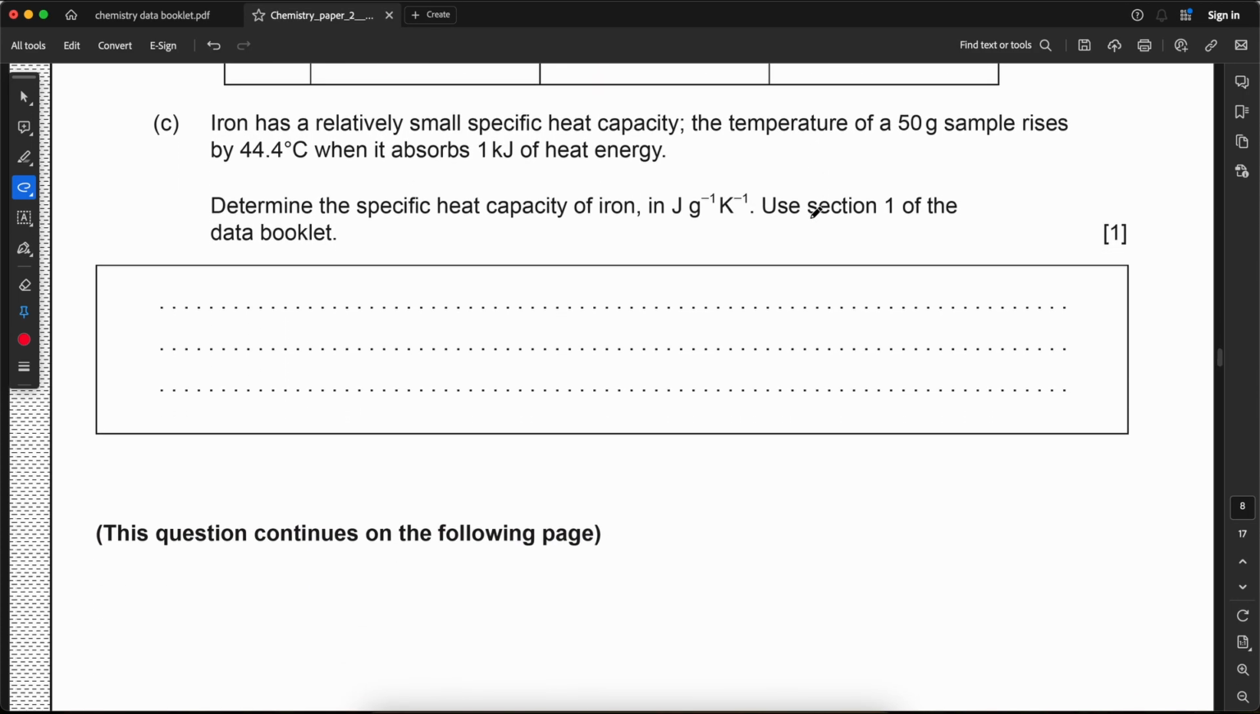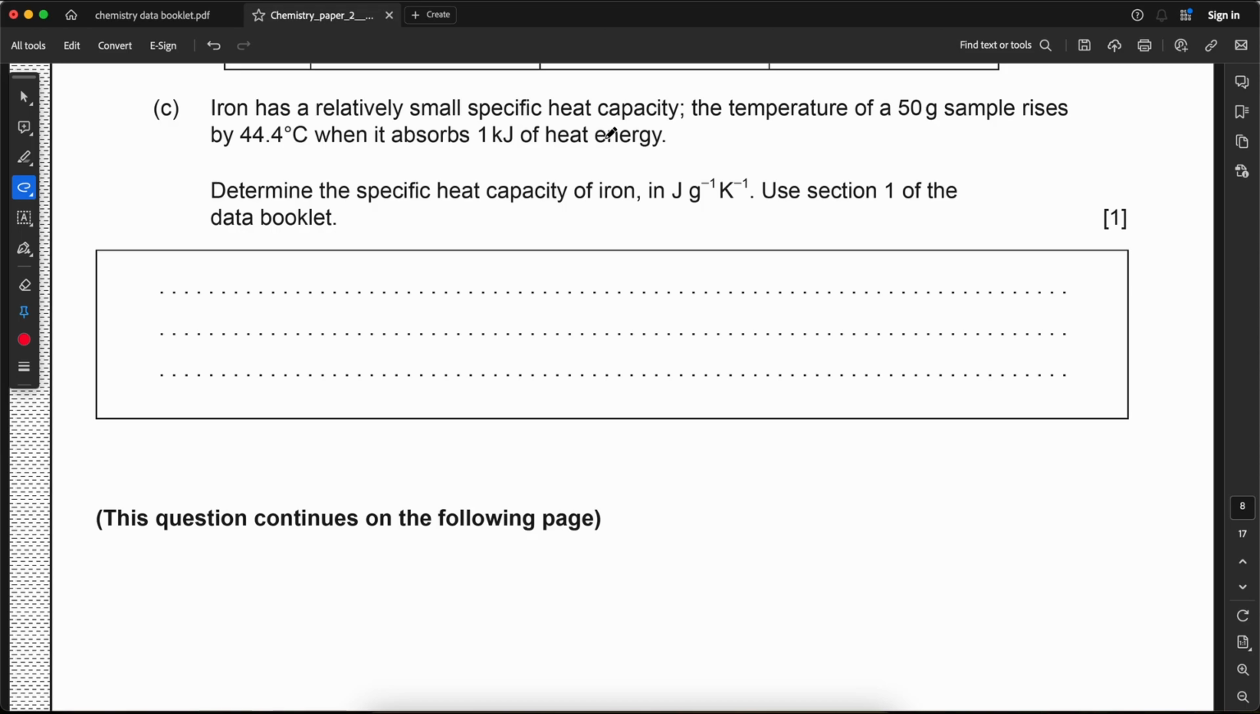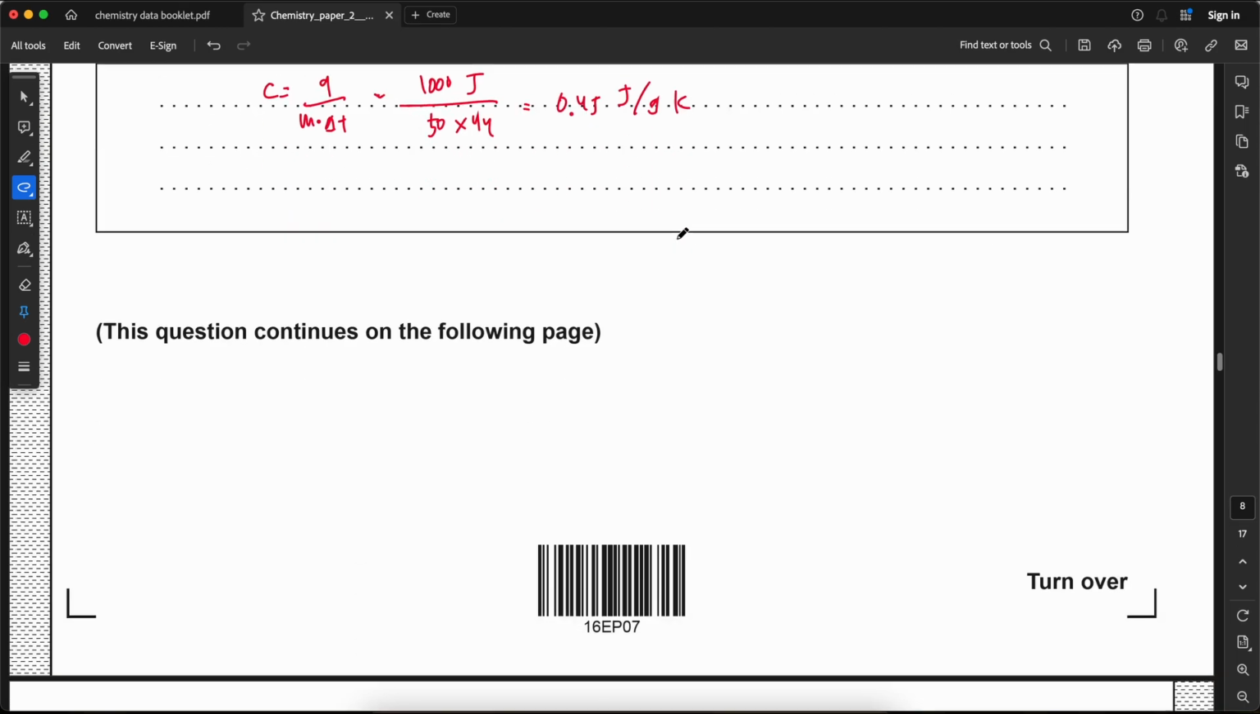Iron has a relatively small specific heat capacity. The temperature of a 50-gram sample rises by 44.4 degrees Celsius when it absorbs 1 kilojoule of heat energy, 1000 joules, because the heat is in joules, so we need to convert it. So C equals Q divided by m times delta T, which is 1000 joules divided by 50 times 44.4, which is 0.45 J per gram per Kelvin.